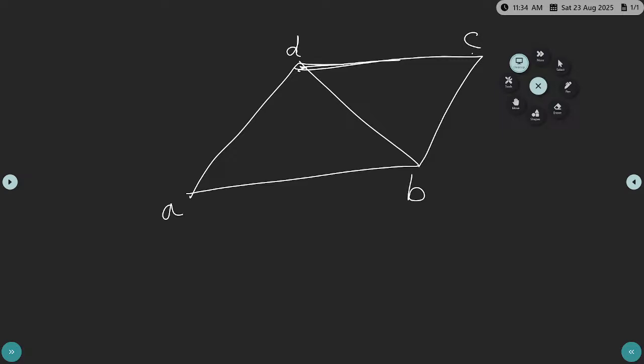Okay. Now let us check. How many vertices are there here? 4 vertices are there. How many edges are there? 5 edges are there. Next, if I start from B, for example, I am starting from B. Like this, you write the path.